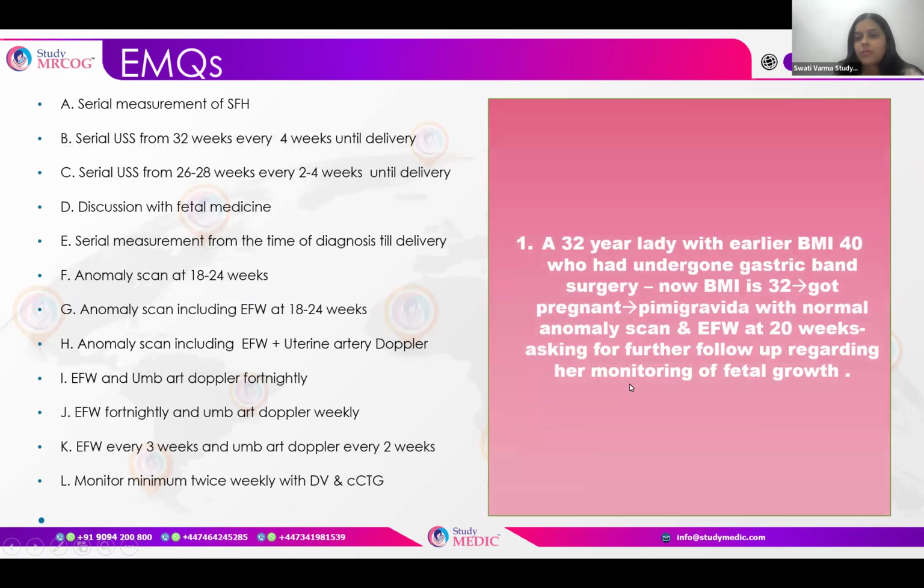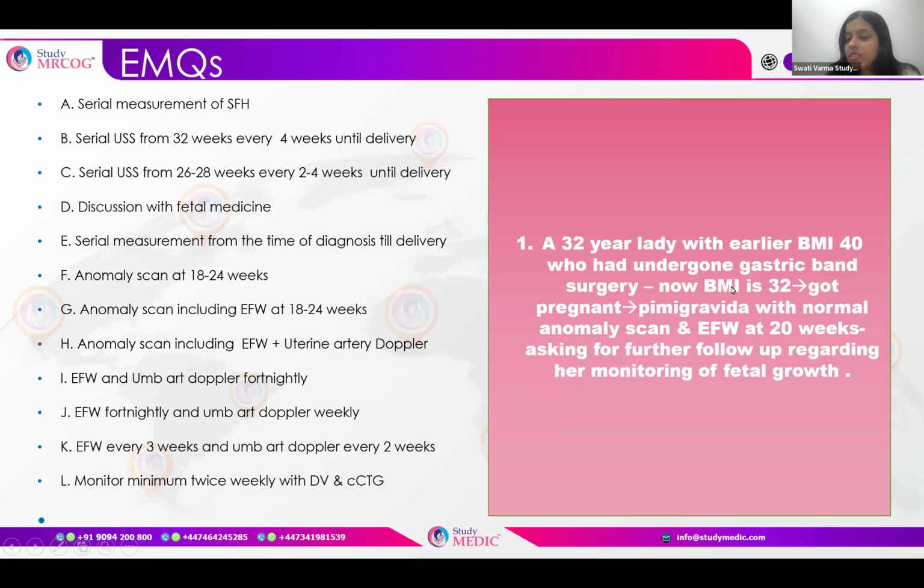Now let's take some EMQs. A 32-year-old lady with earlier BMI 40 underwent gastric band surgery. Now BMI is 32, she got pregnant, she is primigravida. She underwent anomaly scan, which was normal, and EFW at 20 weeks was also normal. And she is asking, how would I be followed up for monitoring of the fetal growth?